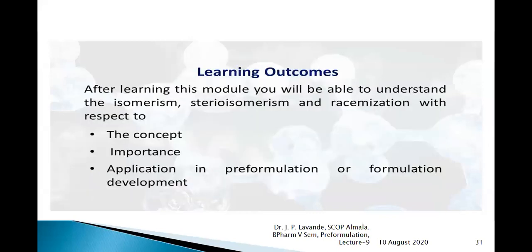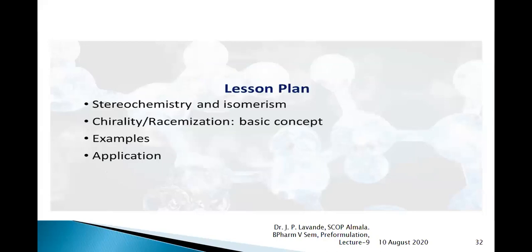Now we have to go for the next property, which again will fall under the chemical properties, and these are isomerization, stereoisomerism, and racemization. In particular, we have to study the concept, importance, and applications of isomerization, stereoisomerization, and racemization in pre-formulation, formulation, and development.